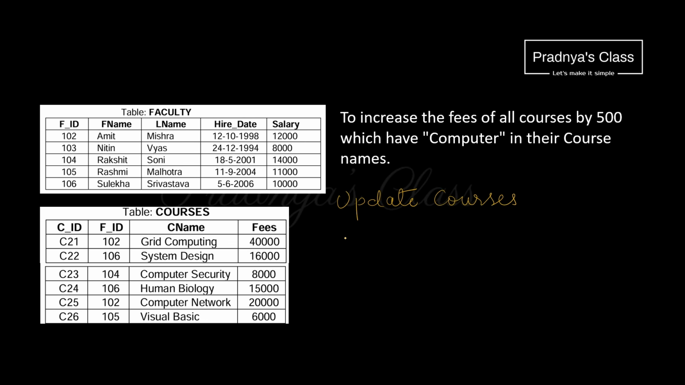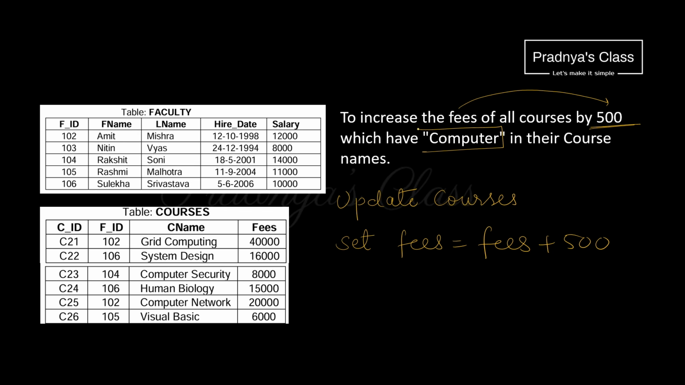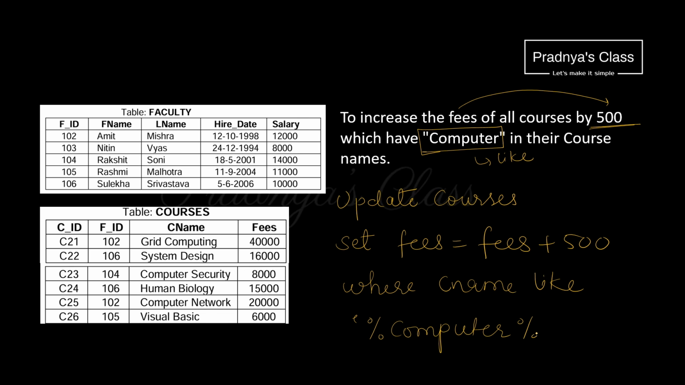We have to update fees, so we will be writing that with the set clause. Set fees equals to fees plus 500. With that we increase the fees by 500. Now what's the criteria? The course name should have computer in it. It can be anywhere, which means we need to do pattern matching. For that we will be using the like operator. So let's do it with the where clause, where CNAME like, we will use the % operator. It means it can be anything in the beginning, but the condition is computer should be there, or anything can be in the end. So this is how the query will look like.